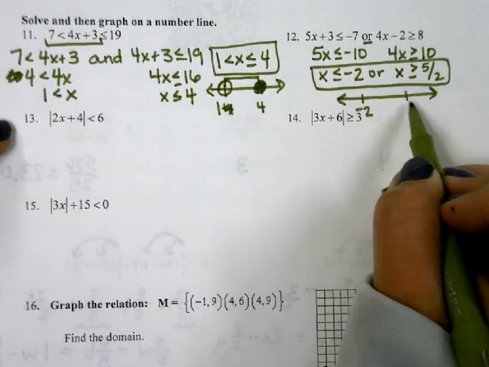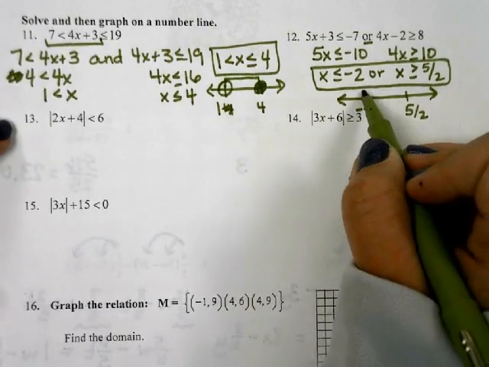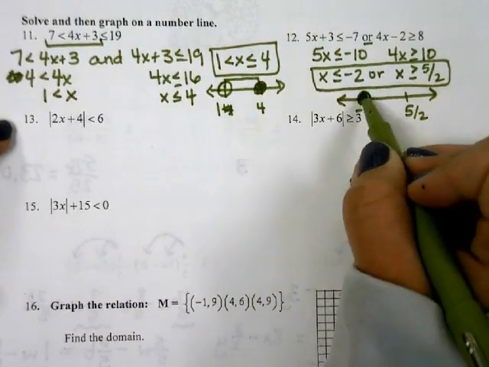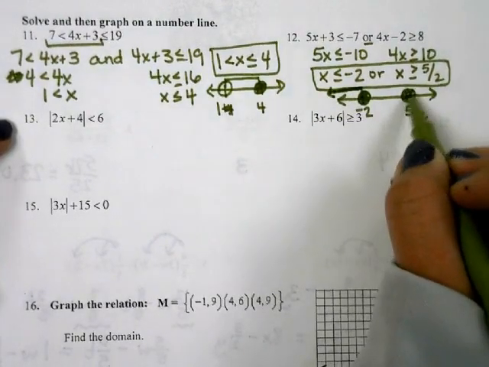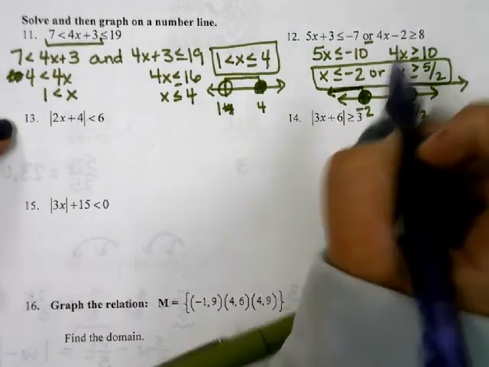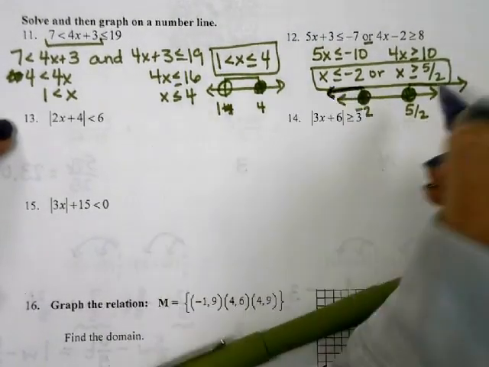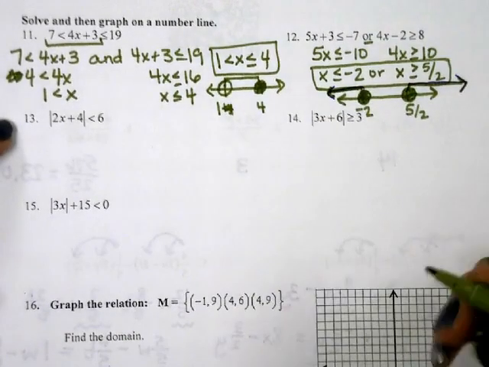Negative 2 on my number line. 5 halves on my number line, which is 2.5. Smaller than or equal to negative 2, so it's going that way. Bigger than or equal to positive 5 halves, 2.5.